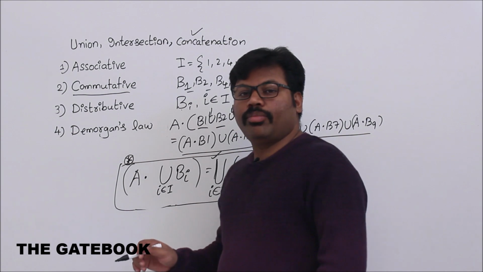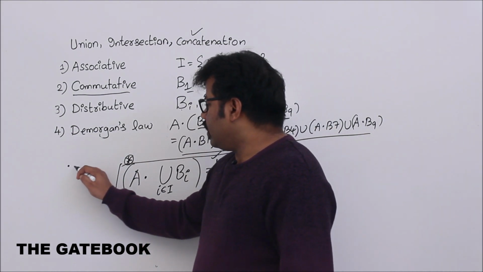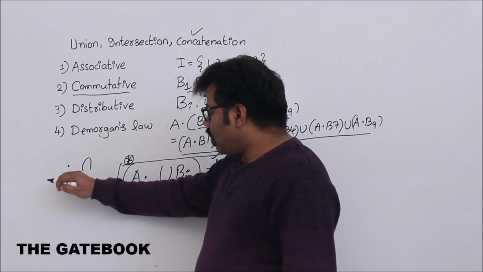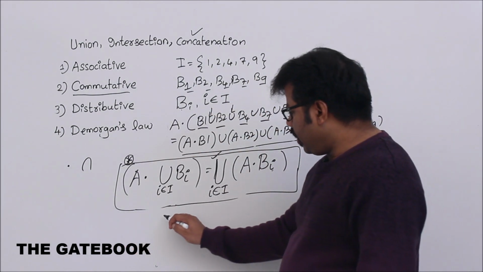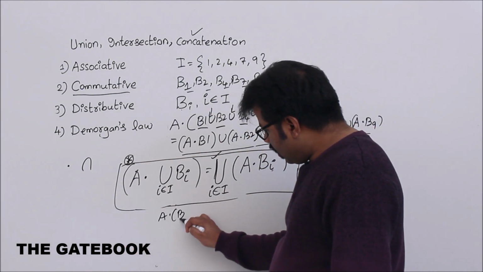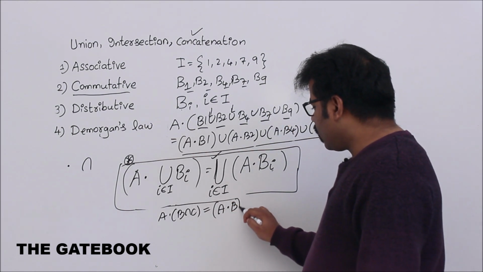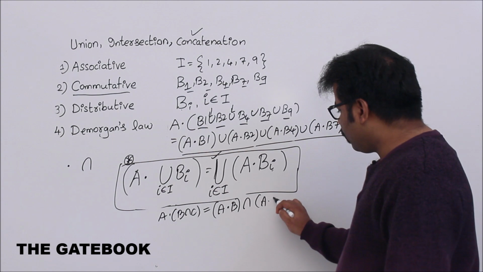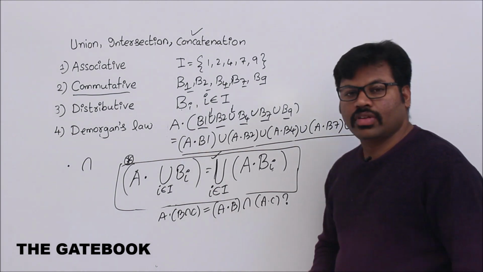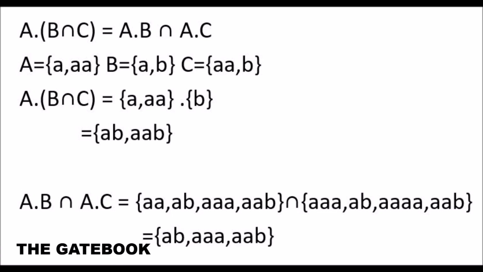Now one more important property, which is dot versus intersection. Dot is not distributive over intersection. That means A dot (B intersection C) may not be equal to A dot B intersection A dot C. That's a question. Why, we will see.